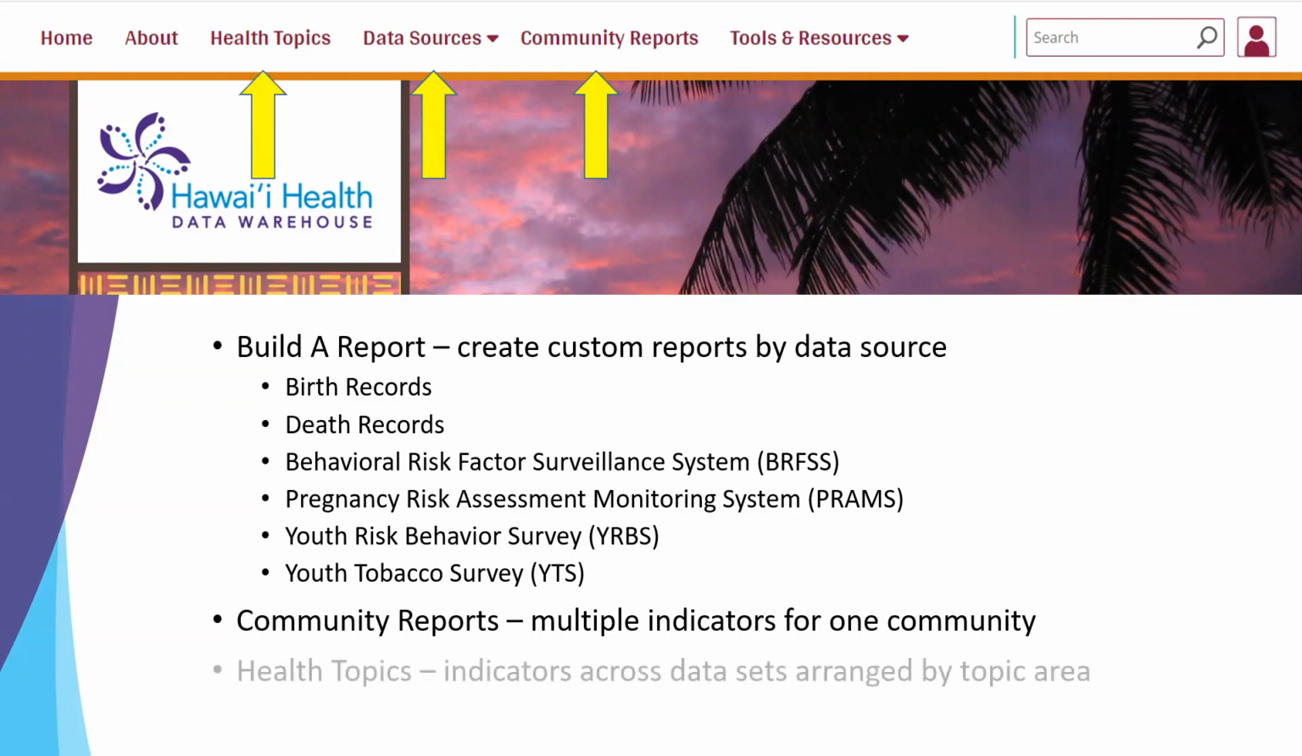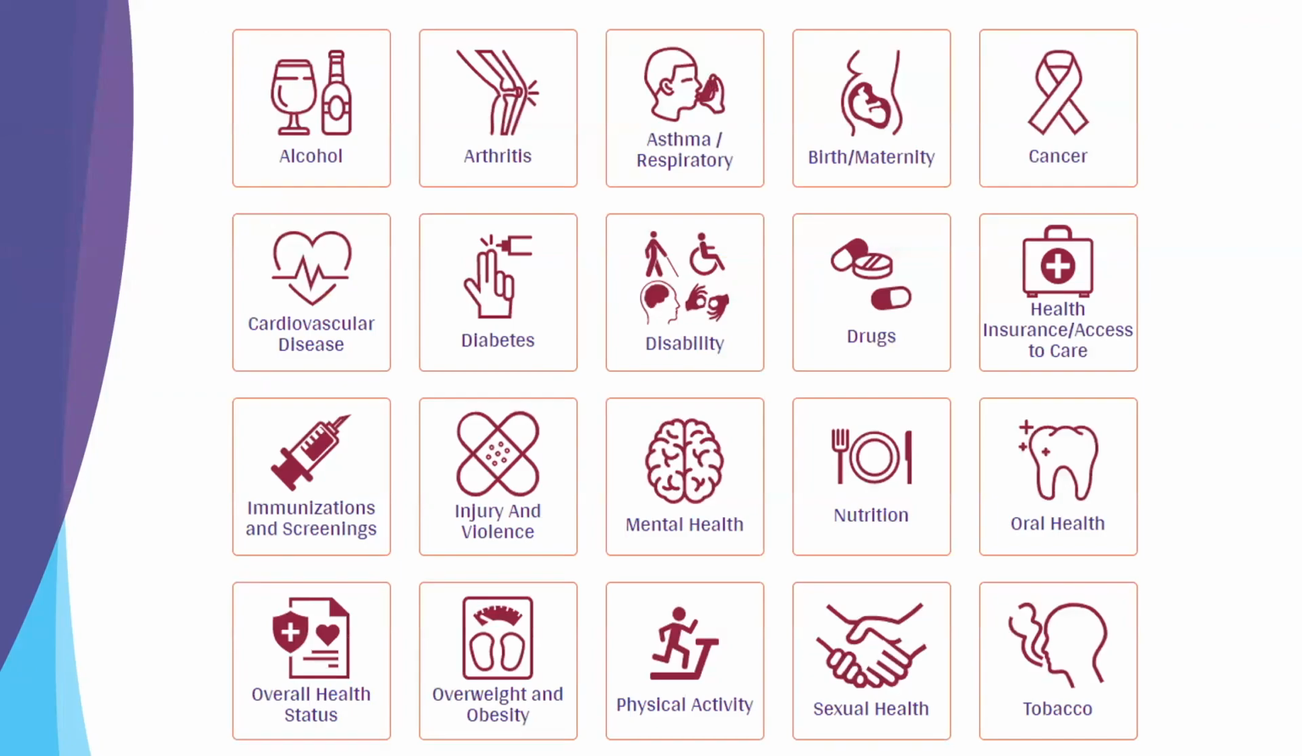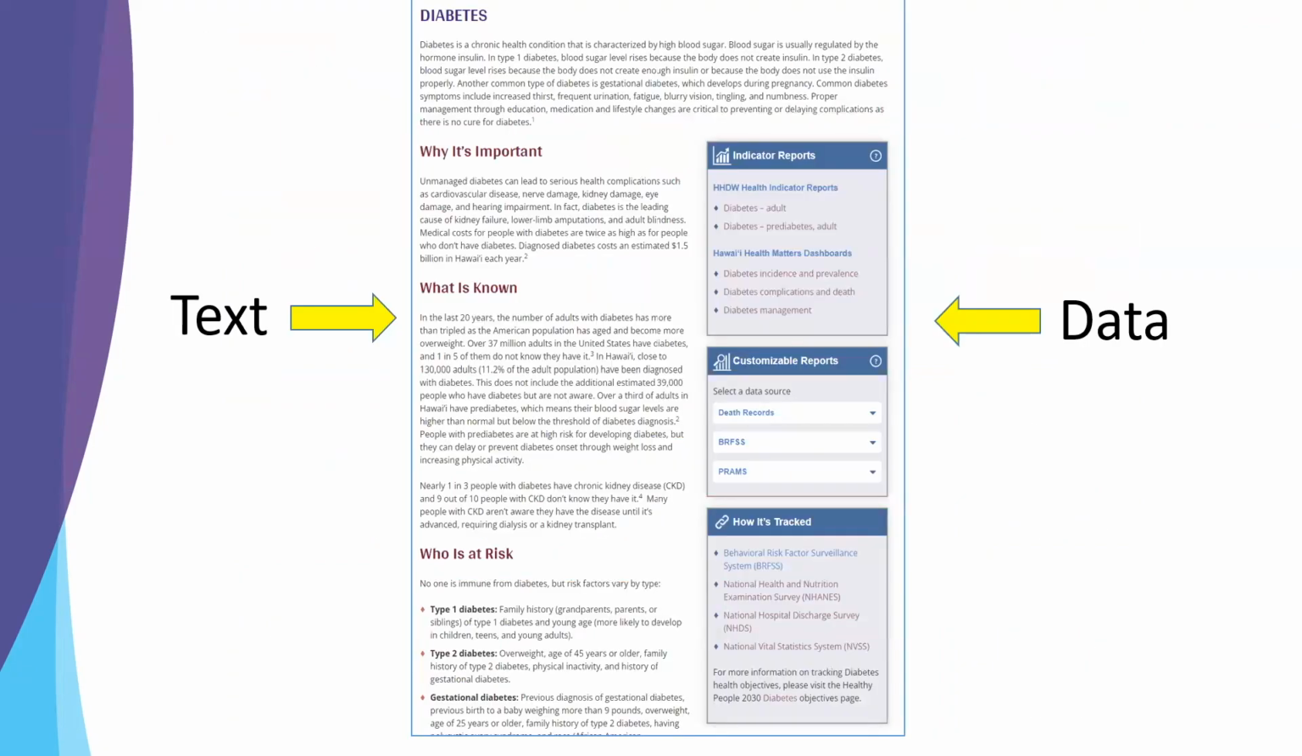But today we're going to talk about the health topics feature. The Health Topics module is a good place to start when you know your subject matter, but aren't really sure which surveillance systems have information relevant to your topic. We launched the Health Topics module in 2019 with just 10 topic areas and have since added 10 more for a total of 20. So here you can see all 20 topics available from alcohol to tobacco. Each health topic is composed of two parts. On the left side is the text that gives you important information relevant to the topic area, and on the right side is where you'll find the data.